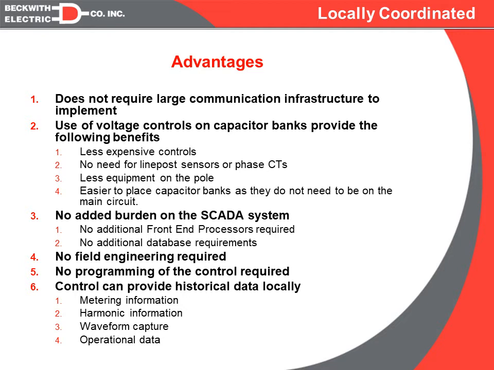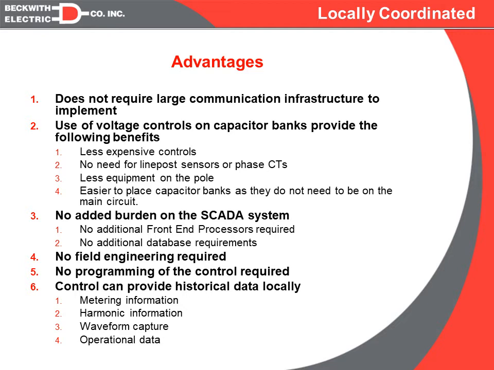And finally, it's easier to place the capacitor banks on the circuits because we can take them and place them on taps if we want to. The voltage off of a tap will be basically the same voltage as the primary circuit. But if we were to use a VAR or a current control, the current on the tap is only going to be the amount of current on that tap and not the entire amount going through the circuit at that point. And therefore, you can only place VAR controls or current controls on the main circuits.